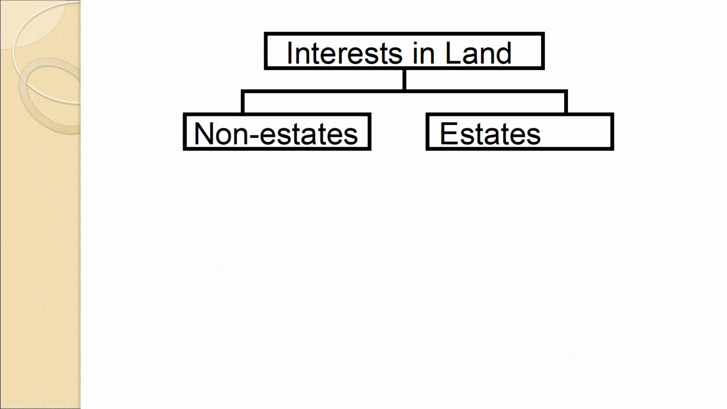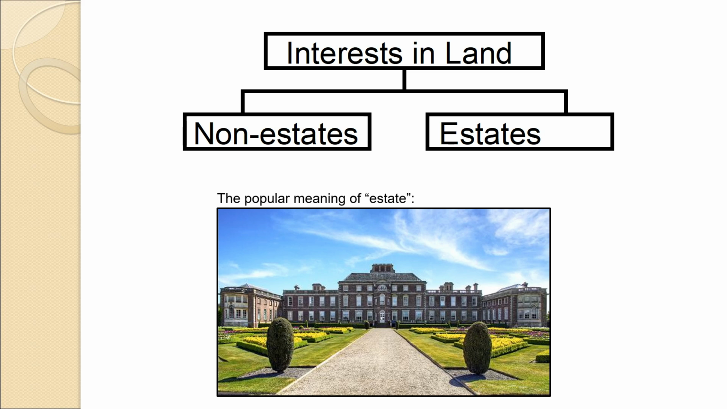So to create your own chart, take a fresh sheet of paper and at the top write interests in land. Now divide your interests in land into two categories, estates and non-estates, because every interest in land is either an estate or not an estate. What do we mean by an estate? Well, most people have the concept that an estate is a big English country house with beautifully landscaped grounds. But that's not what we mean by an estate in terms of legal terminology.